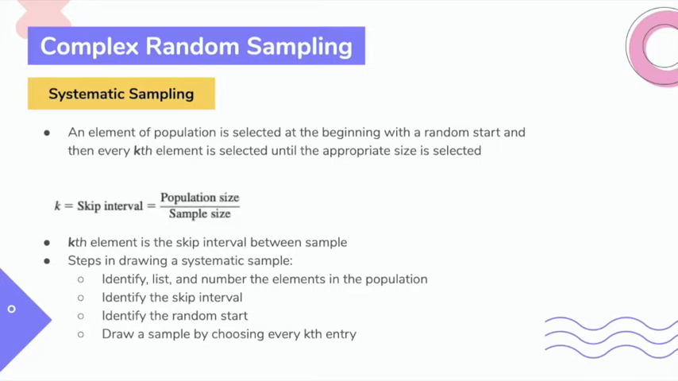And to draw a systematic sample, do the following steps. The first one is to identify, list, and number the elements in the population. Identify the skip interval or k. Identify the random start. And draw a sample by choosing every kth entry.